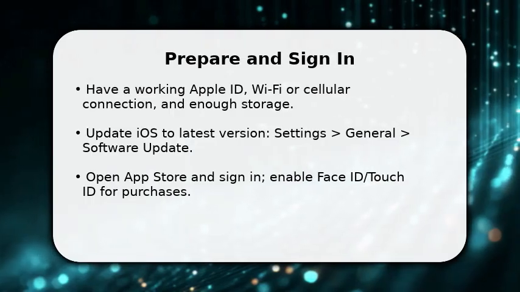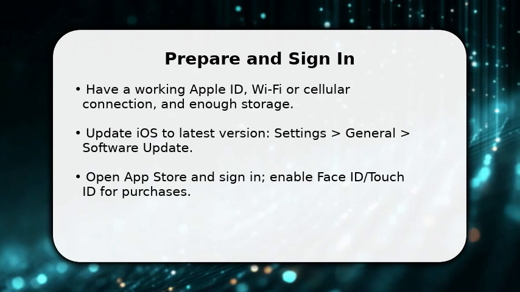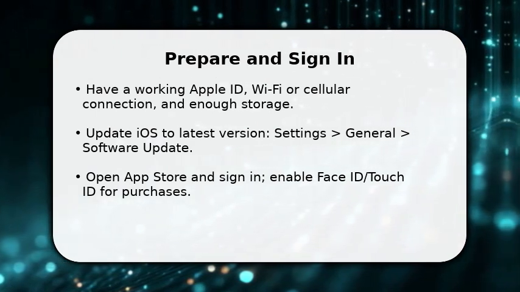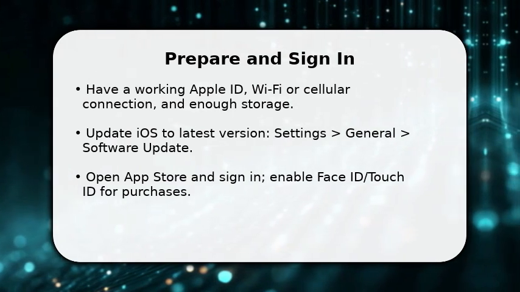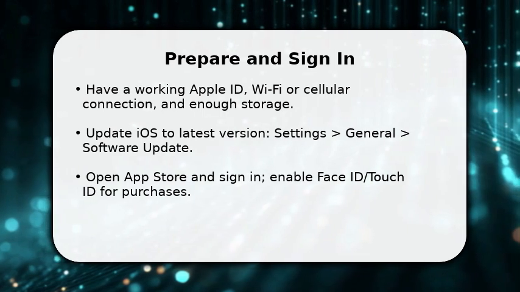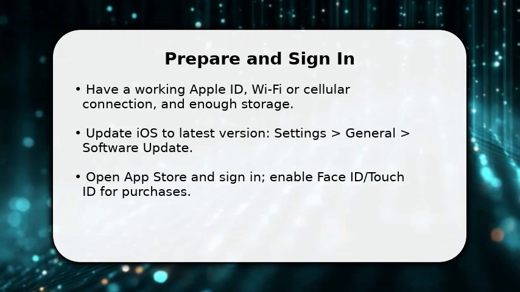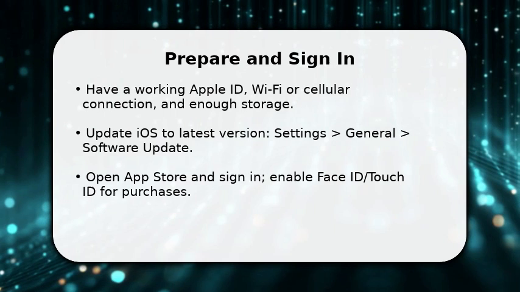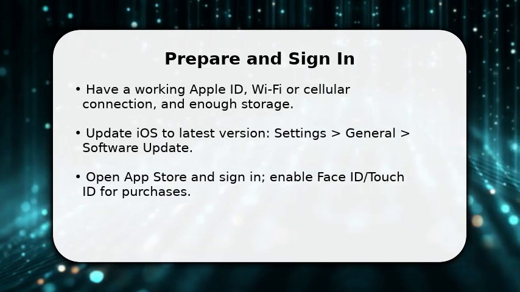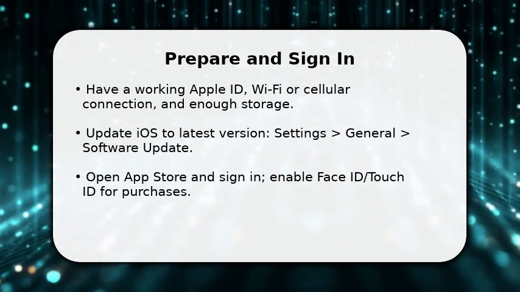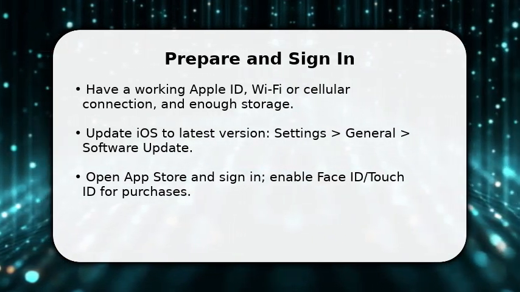You start by getting the essentials done fast. Make sure you have an Apple ID, a stable Wi-Fi or cellular connection, and available storage. Once done, update iOS in settings so the App Store behaves predictably, then open the App Store app and sign in immediately. Make sure to enable Face ID or Touch ID for purchases to speed future downloads. Now that you're signed in and authenticated, you're ready to find and install apps without delay.